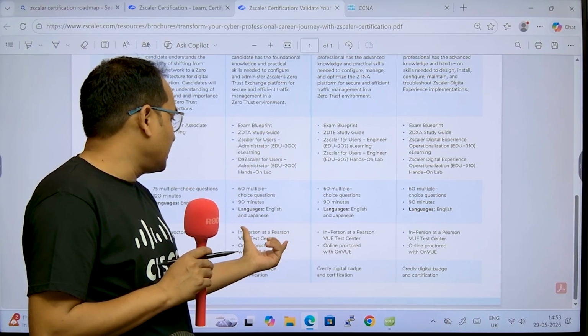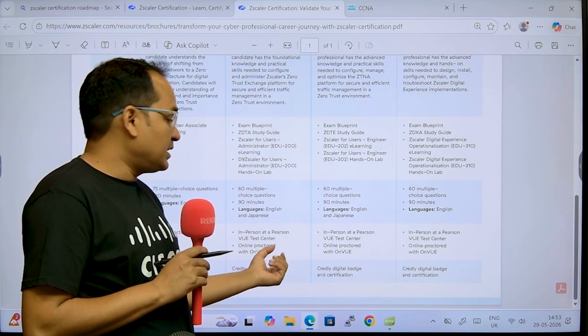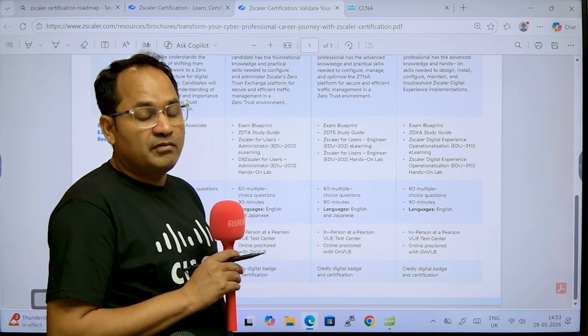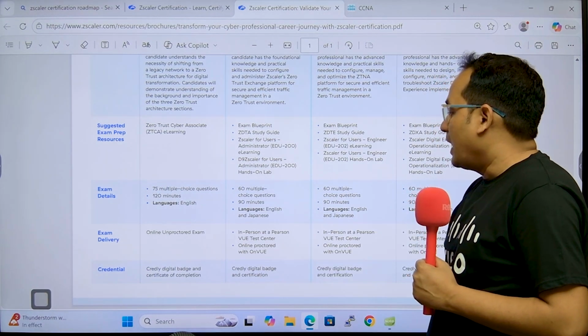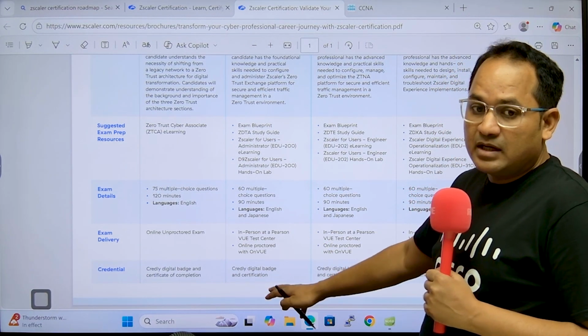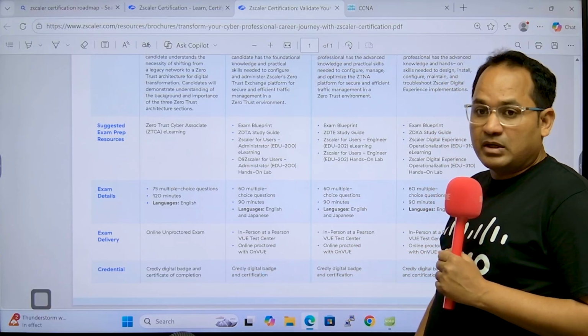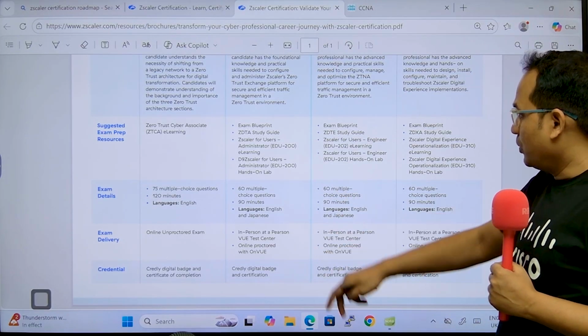But now they offer in-person test centers, Pearson VUE test centers, and also any proctored online center as well. So you can book either of the exams. If you go in person, or you want to give it online, both are available. And Credly is going to give the badge for you. You can also check my badges on my LinkedIn profile. So the badge is going to be available.